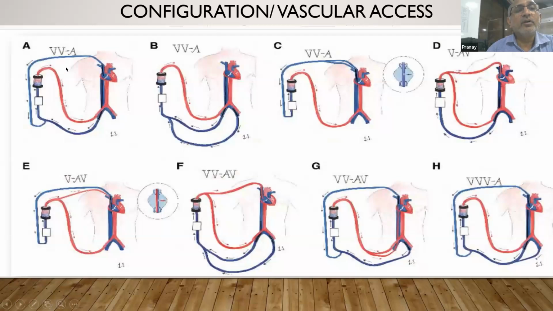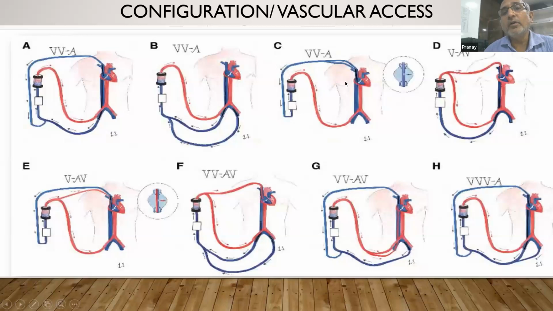So this is drainage from VV. There's a variant of ECMO, VVA. So there are different combinations you can use. You can drain from the IJV and the femoral vein and return to the femoral artery. You can have drainage from both the femoral veins and return to the femoral artery.